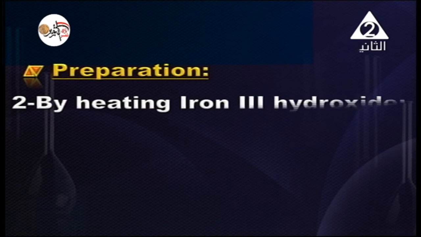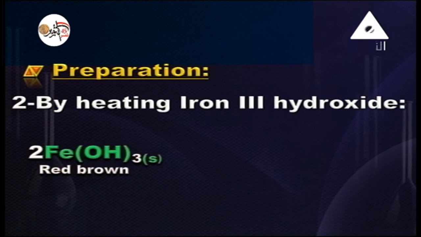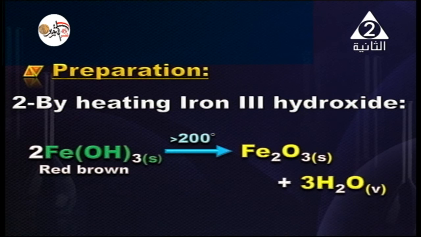Now we are going to discuss the second way for preparation of iron 3 oxide, which is done by heating iron 3 hydroxide. As the equation proceeds on the screen, on heating iron 3 hydroxide, which has a reddish brown color, above 200 degrees Celsius, it gives iron 3 oxide and water vapor.